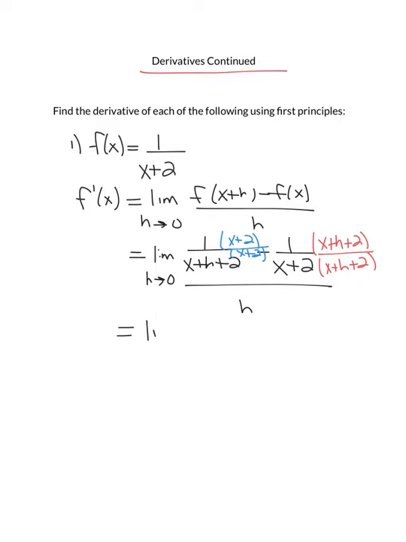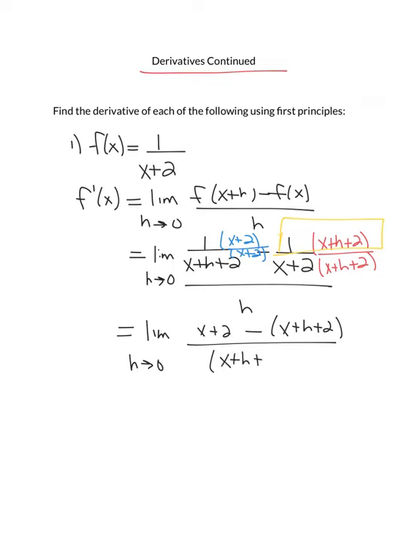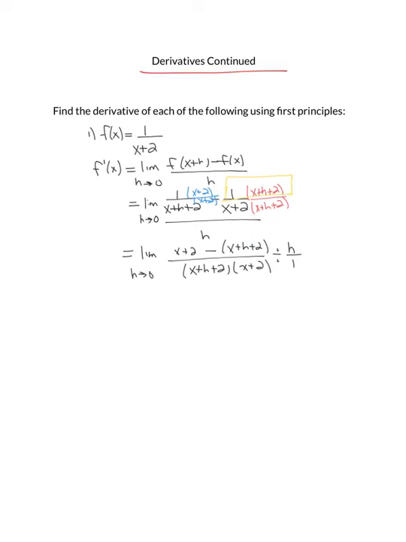So on my next line, I have the limit as h approaches 0 of x plus 2 subtract. Now I can't forget that I'm subtracting all of this, so I do need to keep it in brackets. x plus h plus 2 divided by my new denominator, which is x plus h plus 2 times x plus 2. And then instead of writing a divided by h like this, I am just going to write it like this. I think that a lot of students do prefer it to look like this, in this line especially.